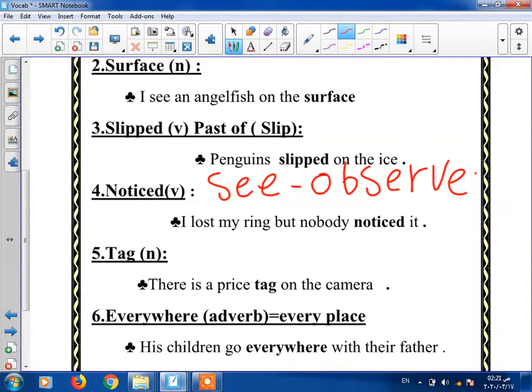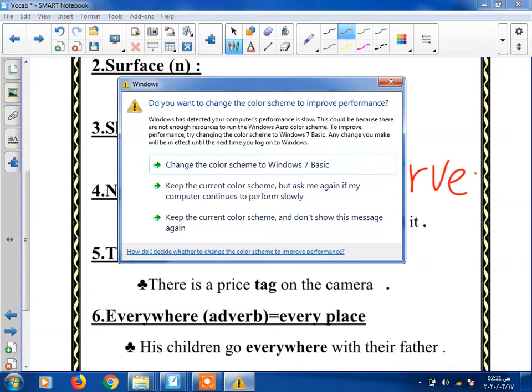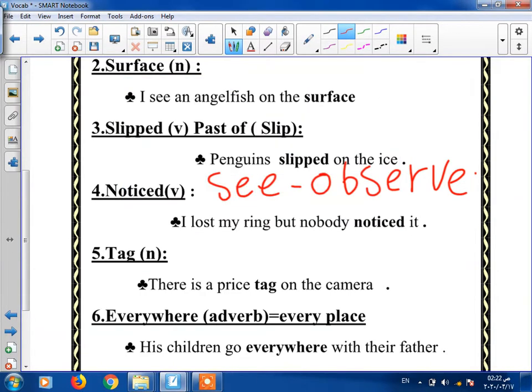Number five, we have tag. Junior3, when you go to the shop to buy something, you look at the price tag on everything. A price tag is something that we put on everything, on the clothes, on the water, on the juice. Number five, tag. There is a price tag on the camera.